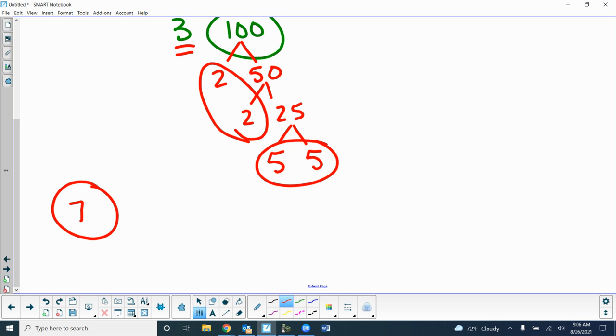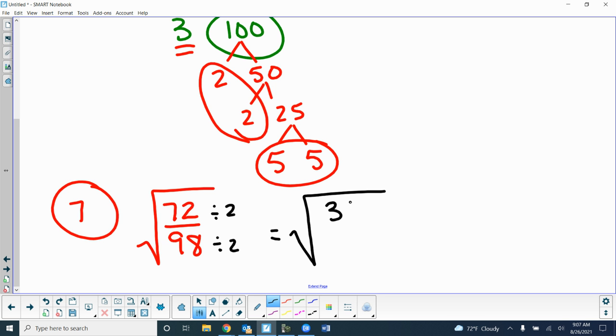All right. Number 7, we have a fraction under the radical sign. Can I reduce that fraction? Yeah. What number goes into both of those? 2, right? So if you divide the top and the bottom by 2, you get the square root of 36 over 49. That's a nice fraction if I'm looking at radicals. Why? They're both perfect squares, aren't they?